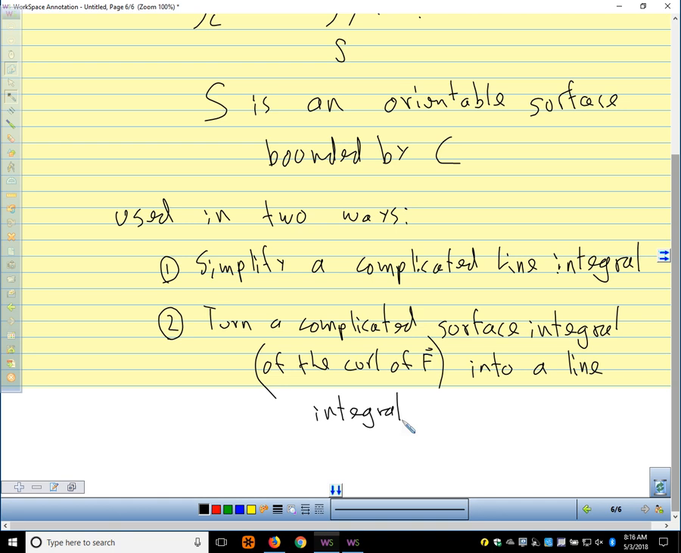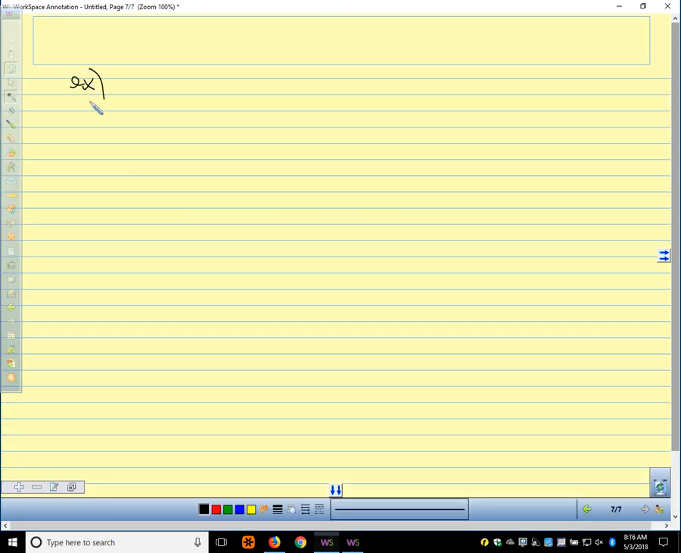All right, I just want to look at one example. This is our last example, one example of using Stokes theorem. And that's a nice thing about Stokes theorem and the divergence theorem, is that it's supposed to make your life easier. I want to do this one.